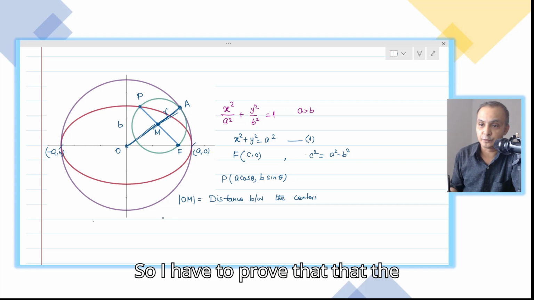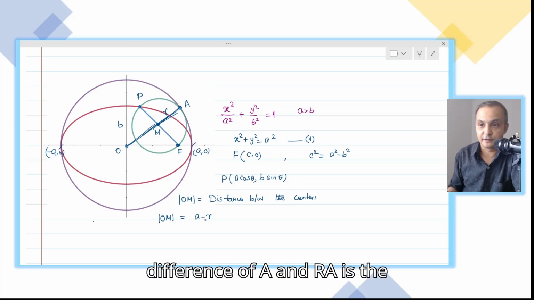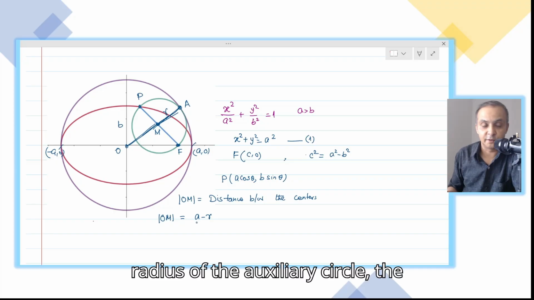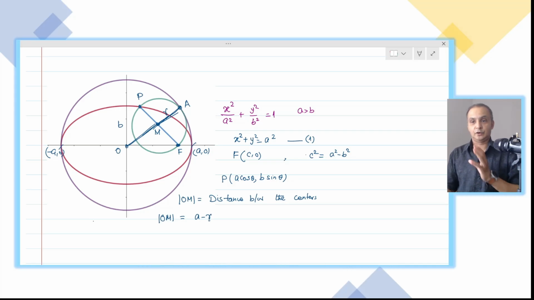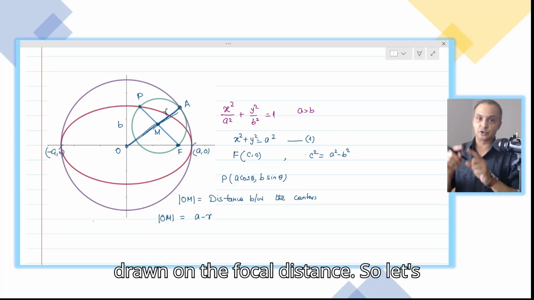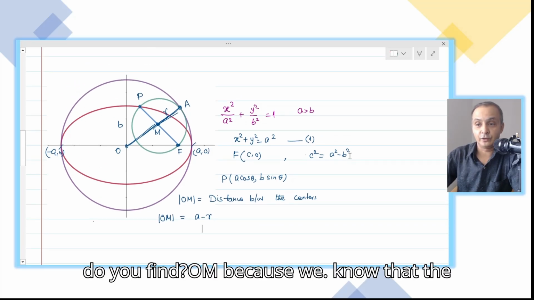So I have to prove that OM must be equal to A minus R, the difference of A and R. A is the radius of the auxiliary circle, the bigger circle, and R is the radius of the smaller circle, that is the circle drawn on the focal distance. So let's find out OM first. So how do we find OM?